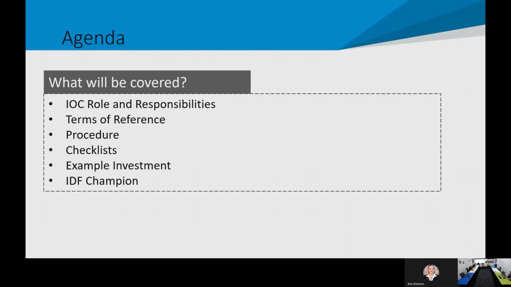The checklists are different to what you would have seen, and they've morphed a little bit, and we'll have a look at it in context to an example investment. And then we'll talk about IDF champions so that you don't have to come to the session tomorrow if you don't want to.